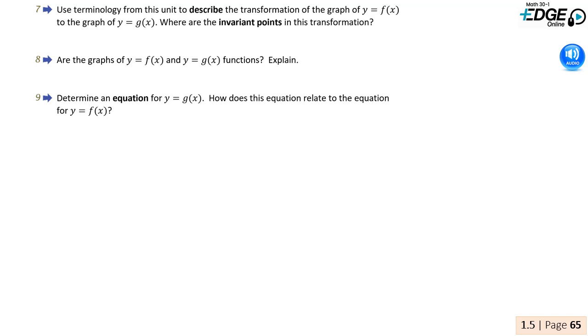When asked to describe the transformations taking y equals f of x to y equals g of x, it would be easiest to use mapping notation. We were told to exchange the coordinates for each point. It makes sense then to describe our mapping rule as all points x, y become y, x.